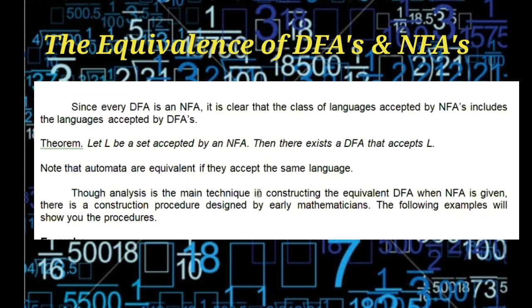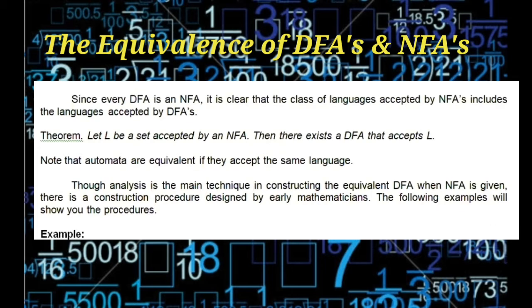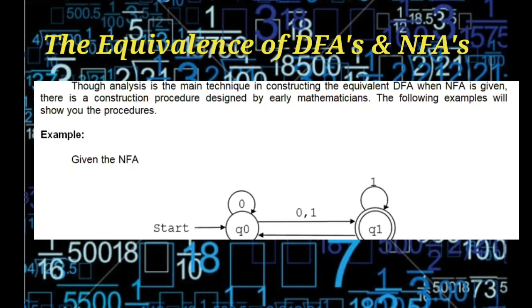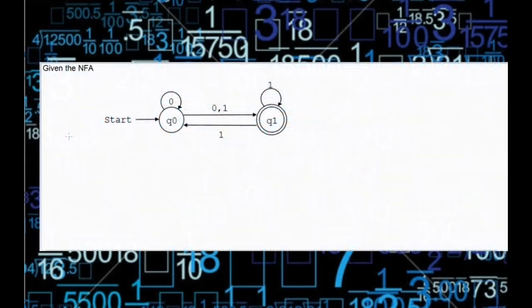So now, let's proceed to our example. How to convert this given NFA to DFA. Given this NFA, how are we going to convert this to DFA? So, first, we need to use this formula. The formula that we're going to use is Q prime is equal to 2 raised to Q. This formula is to determine the number of states that you're going to use for your DFA, where Q stands for the number of states in our given NFA.